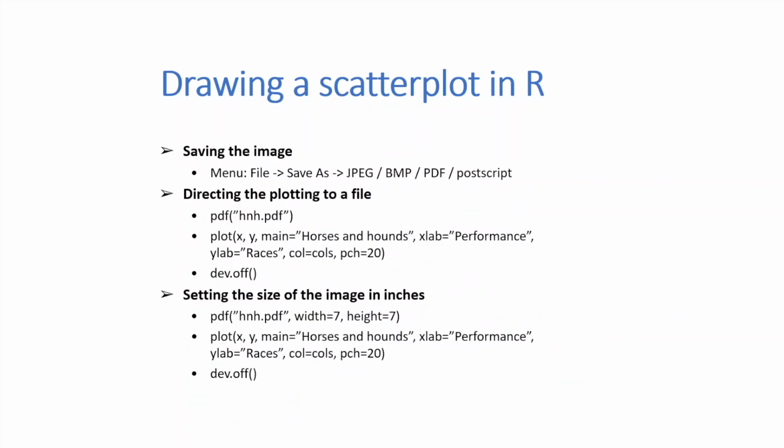Drawing back to the scatter plot, you can save this by going to menu, file, save as, JPEG, or you know, as a BMP, PDF. And so this is how you save it, and the different image sizes, you can adjust that in R.